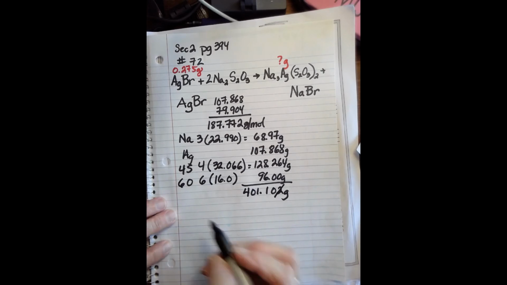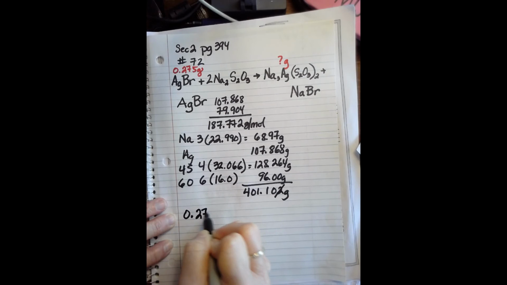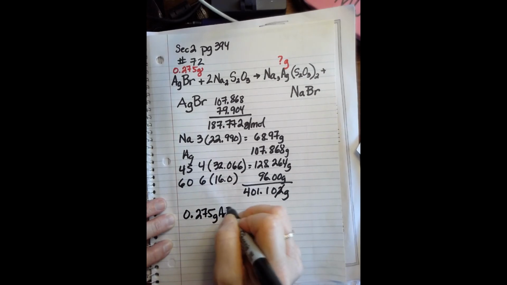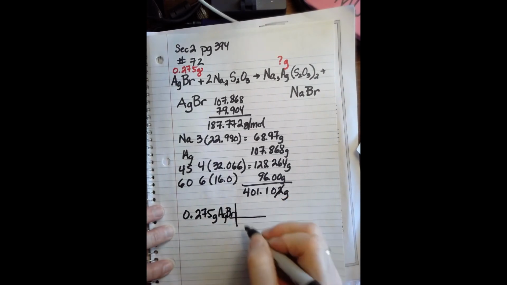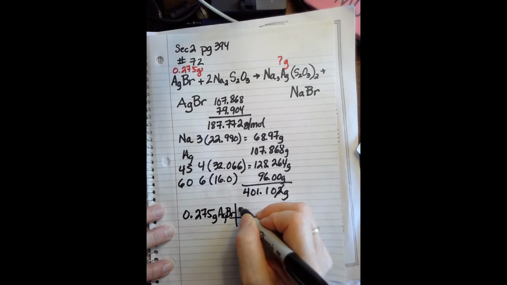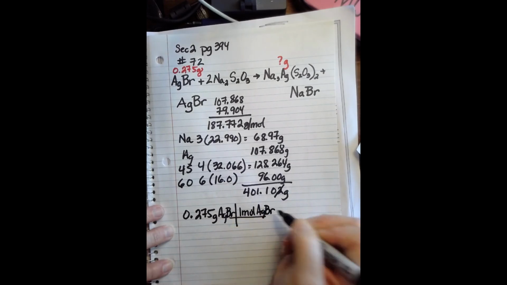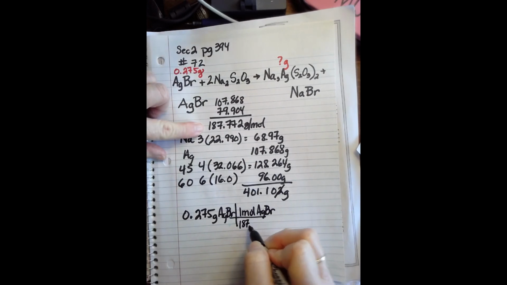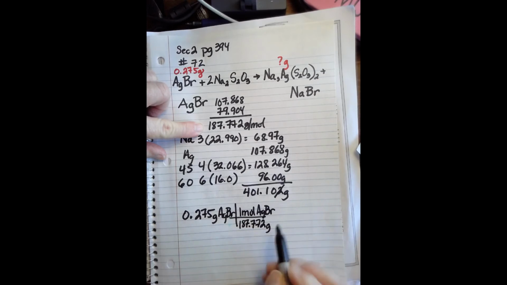So our stoichiometry starts with 275 grams of AgBr, and we're going to convert that to moles by saying that 1 mole of AgBr has a mass of 187.772 grams. And the grams will cancel, and we're going to move on, right?